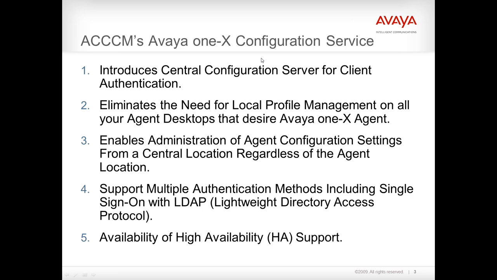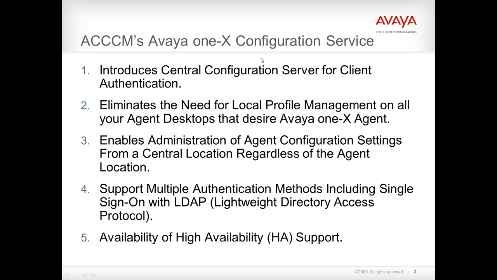Either we'll go with basic authentication, where we'll store the username and password in the ACCCM 1X database. We can choose to go with single sign-on, and we'll take the user credentials from the user's Windows session and authenticate them in front of the domain controller. And the third option is to use the Windows credentials. The user will have to input his own Windows credentials in the 1X client screen, and we'll take these values and authenticate them in front of the domain controller.